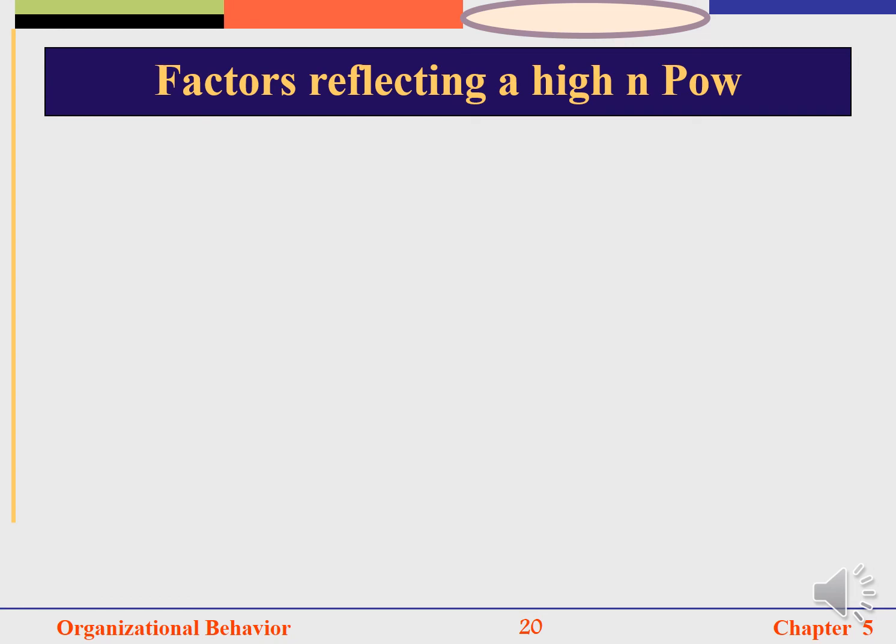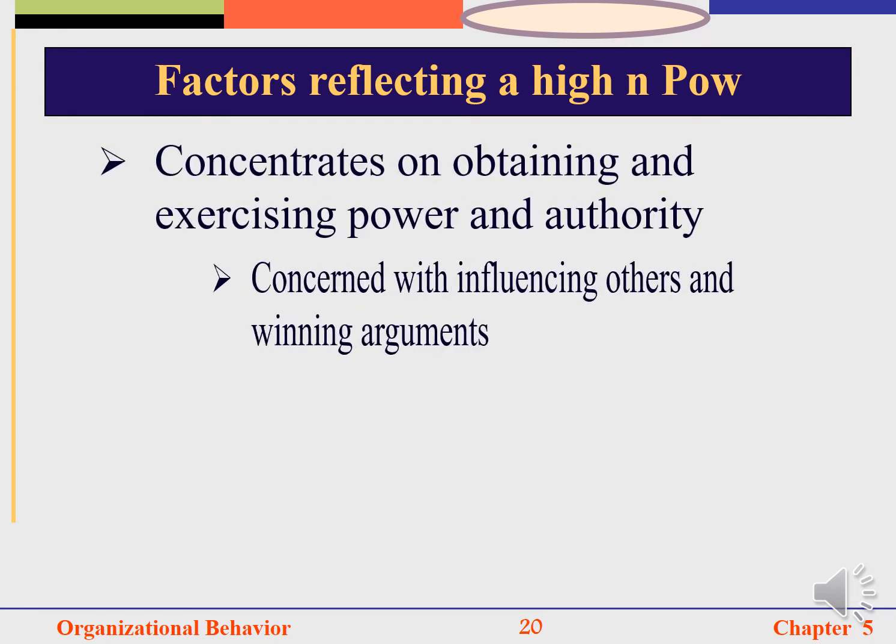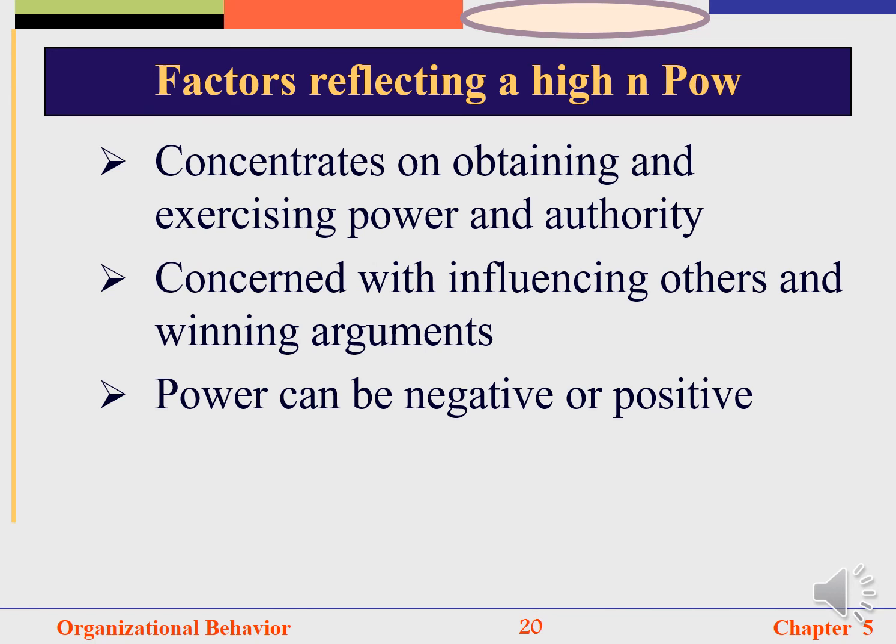The second motive is called the need for power, and those who have a high need for power also have certain characteristics. First, they concentrate on obtaining and exercising power and authority. These people enjoy being in charge. Give them a title, give them authority, give them power to tell people what to do and what not to do. Once the person is hired as a manager, as a boss, as a supervisor, as a foreman, whatever the level is, as the CEO, these people will be very happy when they have authority, when they have power to tell people what to do and what not to do, to give people orders, commands, and instructions. This is the first characteristic.